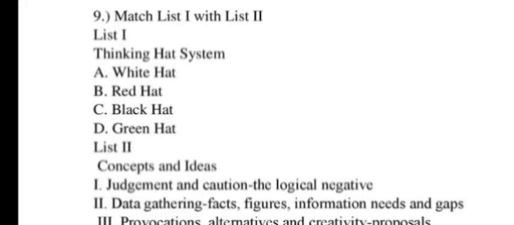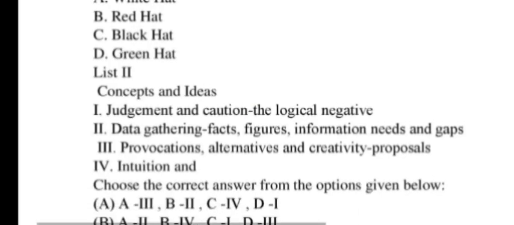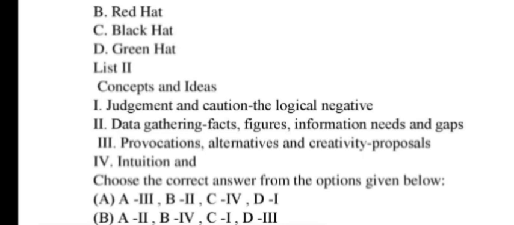Number 9 says, match list 1 with list 2. In list 1 we have thinking hat system, ABCD: white hat, red hat, black hat, green hat. In list 2 we have concepts and ideas, 1, 2, 3, 4. 1, judgment and caution, the logical negative. 2, data gathering, facts, figures, information, needs and gaps. 3, provocations, alternatives and creativity proposals.